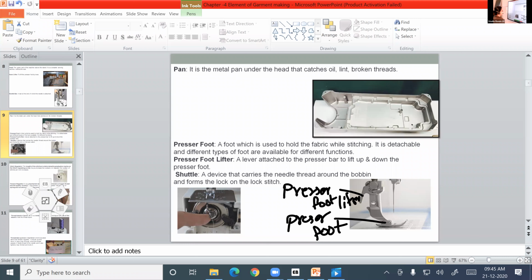Okay. And the next one is the shuttle. We can see the shuttle below the machine head, below the throat plate. When you open the throat plate, you can see the shuttle, and it is a device that carries the needle thread around the bobbin and forms the lock on the lock stitch. Okay, that is the shuttle.